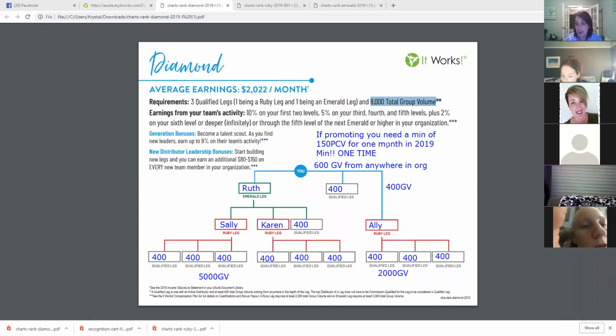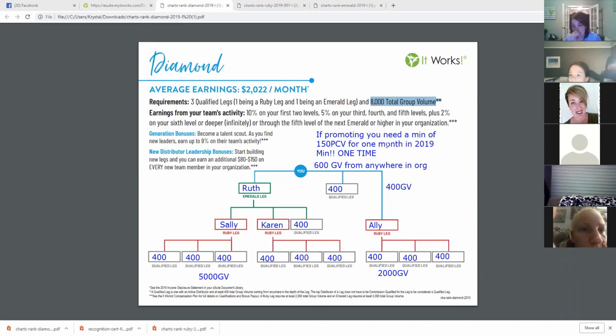If you did not do that in January, you're going to want to make sure that you get to that 150 PCV right away this month before you place any of your loyal customers, if you have not already hit it. PCV means personal customer volume. This does not include your own orders. It means that it's loyal customers underneath you that have hit 150 altogether within one consecutive month.